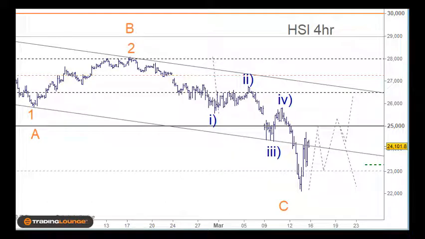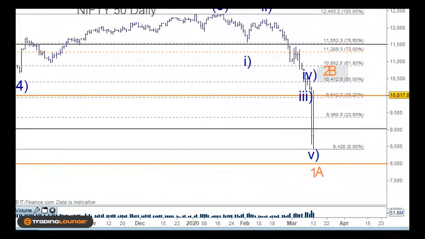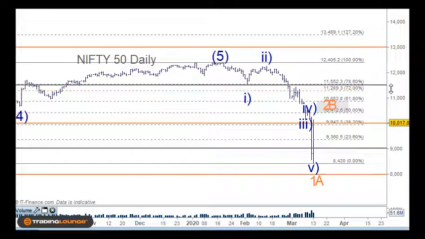Okay, so India, here we go. So with India, I've adjusted the count a little bit as well, as the markets move quite quickly through here. So from the top here, we can look at this as 5 waves down here in terms of 1 and 2 here, and 3 and 4 and 5 here.